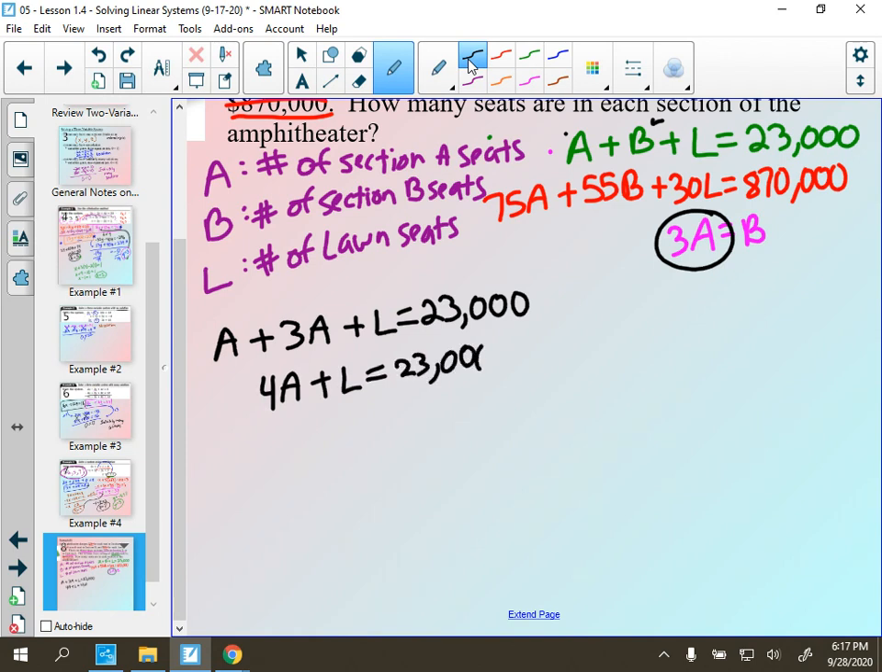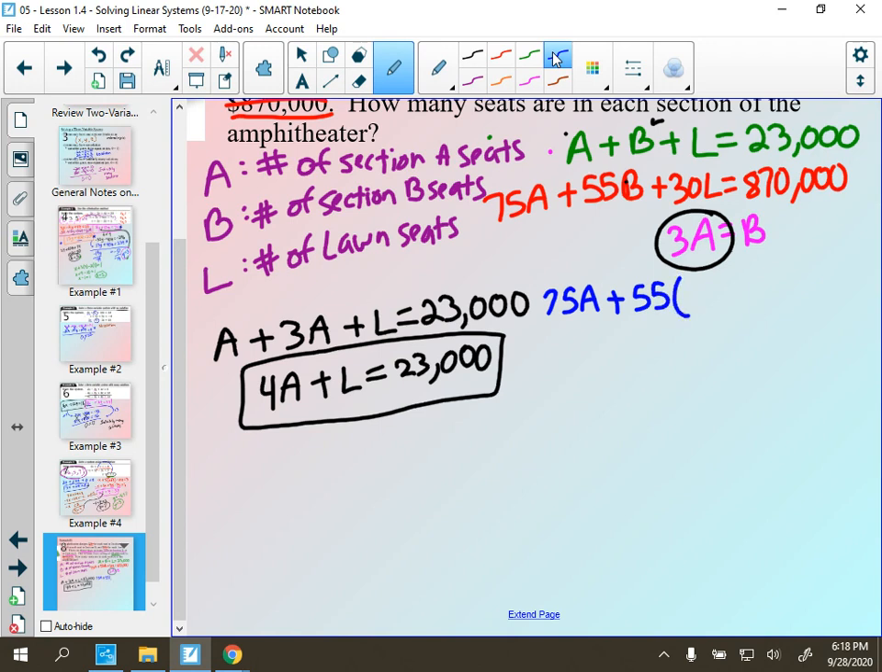The reason I like the substitution, I'd encourage you at least to try it once in a while. I see a lot of people always get locked onto one method. That was nice. That didn't take much to get us down to two variables. And we're going to do the exact same thing here. I'm going to replace this B with 3A. Everything else is going to stay put. I'm going to keep the 75A. Now we're still going to have to distribute and everything. So 75A plus 55, but instead of times B, it's going to be times 3A, plus 30L. Ooh, and we're going to be tight on space here. 870,000. Is that all right?